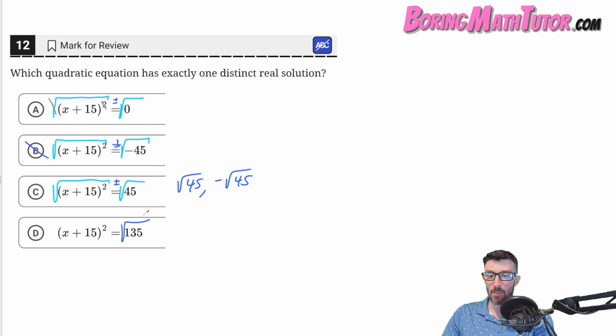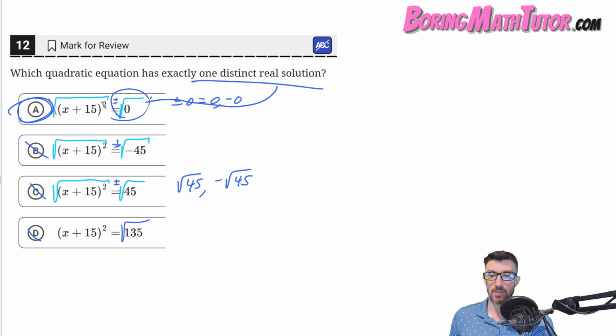And that same problem is going to happen in D as well. Only when you have plus or minus 0 does that result in just one solution, because plus or minus 0 means the same thing as 0 and negative 0, and both of those are the same thing. So just one real solution whenever you have a 0 underneath a square root.